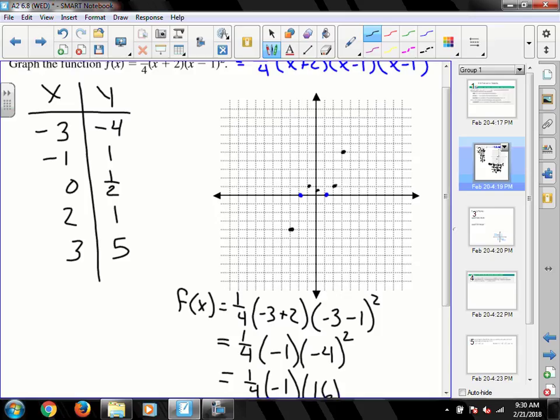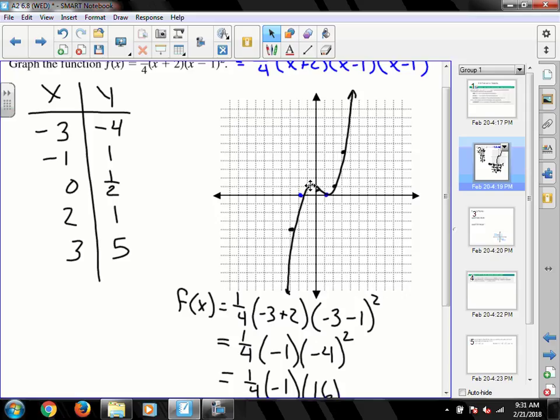Okay, so our graph starting from the left is going to start low. It's going to go through this point. It's got to hit all of our points there. And it's going to finish high. That's it. Okay.